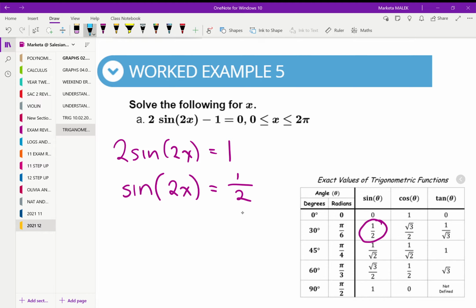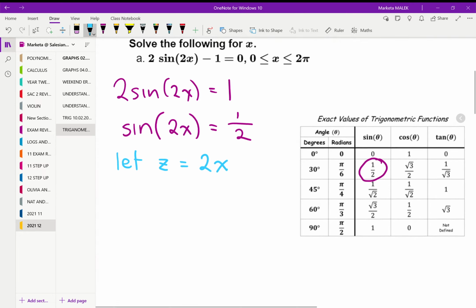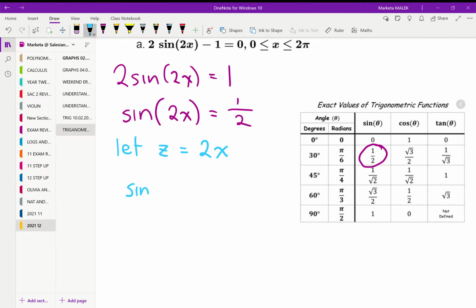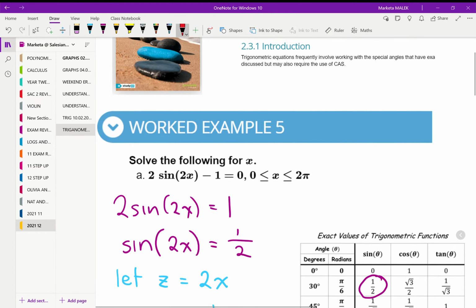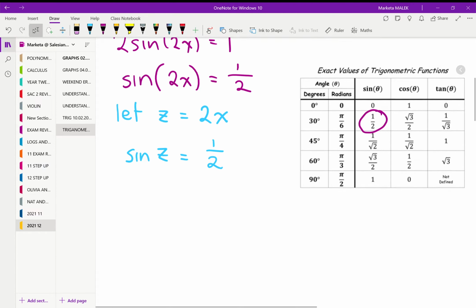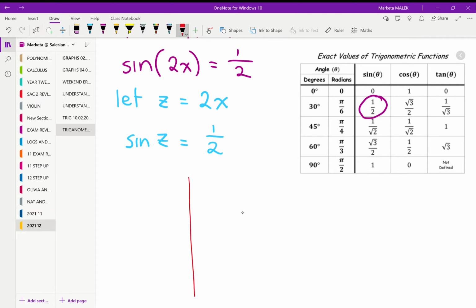What I'm going to do is say let z equal 2x, and now I can say sine z equals half. And now I can do exactly the same as what I did in the previous example, example 4. So let's draw it.